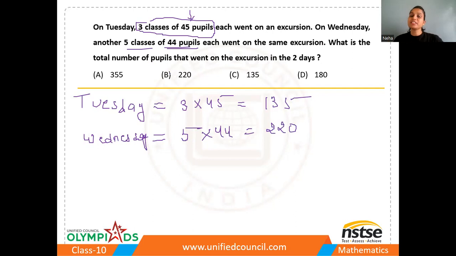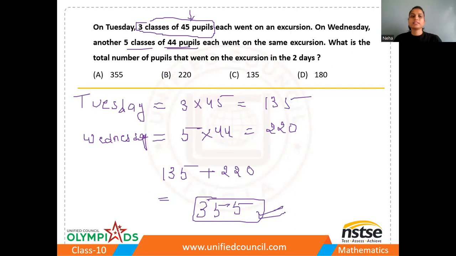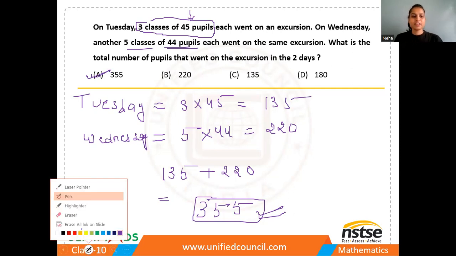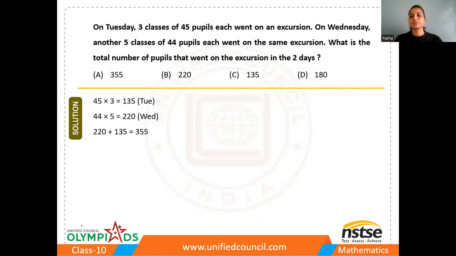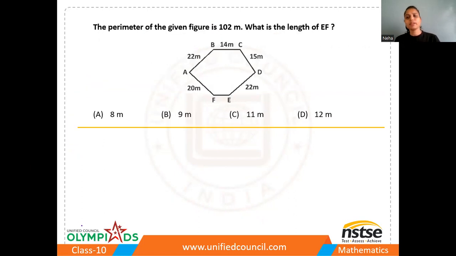Here the question is asking for the total number of persons, right? That is 135 plus 220. The question is asking for the total. So 5 plus 0 is 5, 3 plus 2 is 5, 2 plus 1 is 3. So 355. This is your final answer, which I can see in option A. So option A is your right answer. Clear? Very good. Now let me show you the detailed solution for this question. Alright, let's jump to the next one.